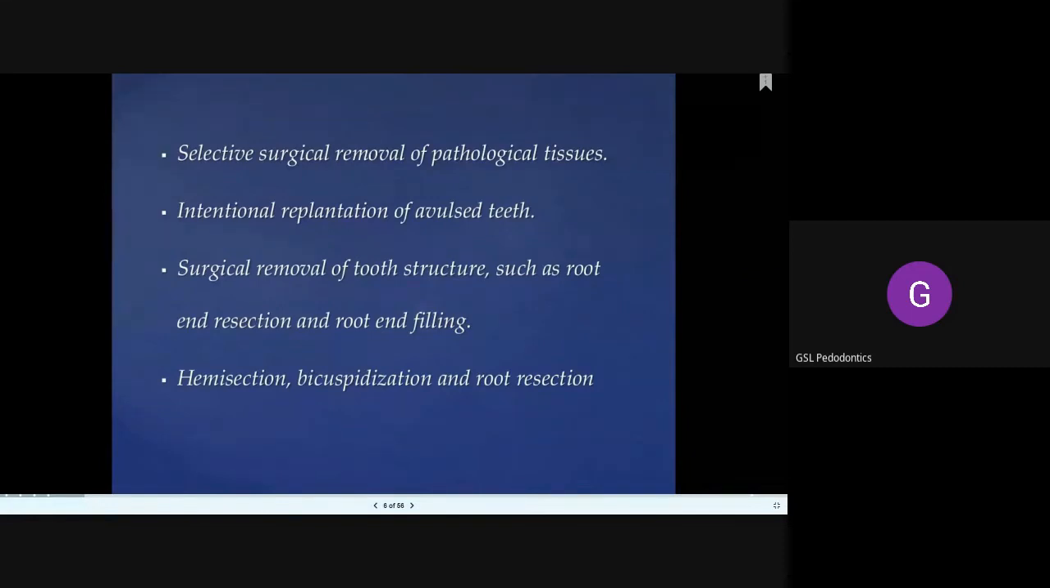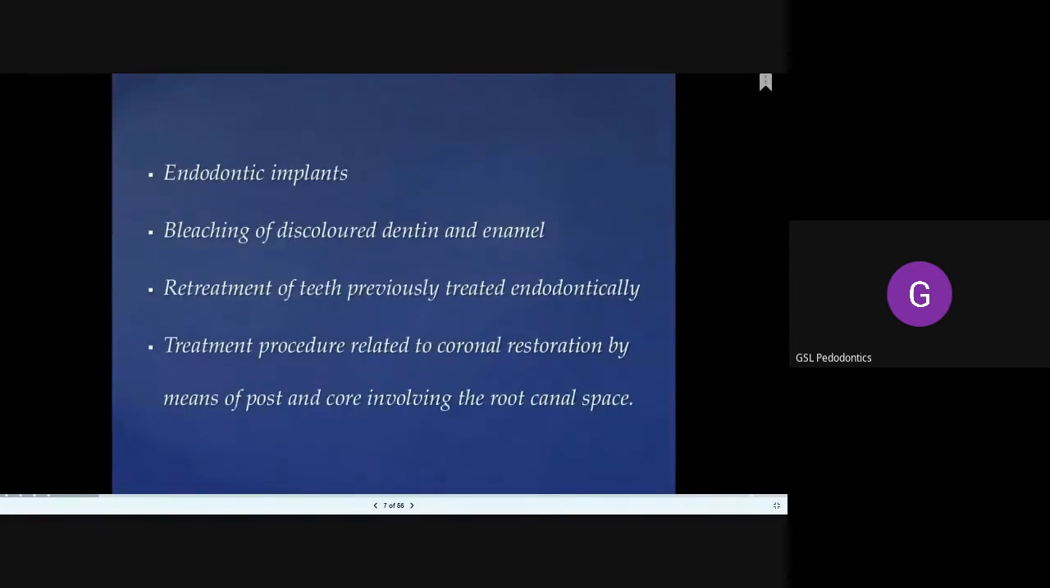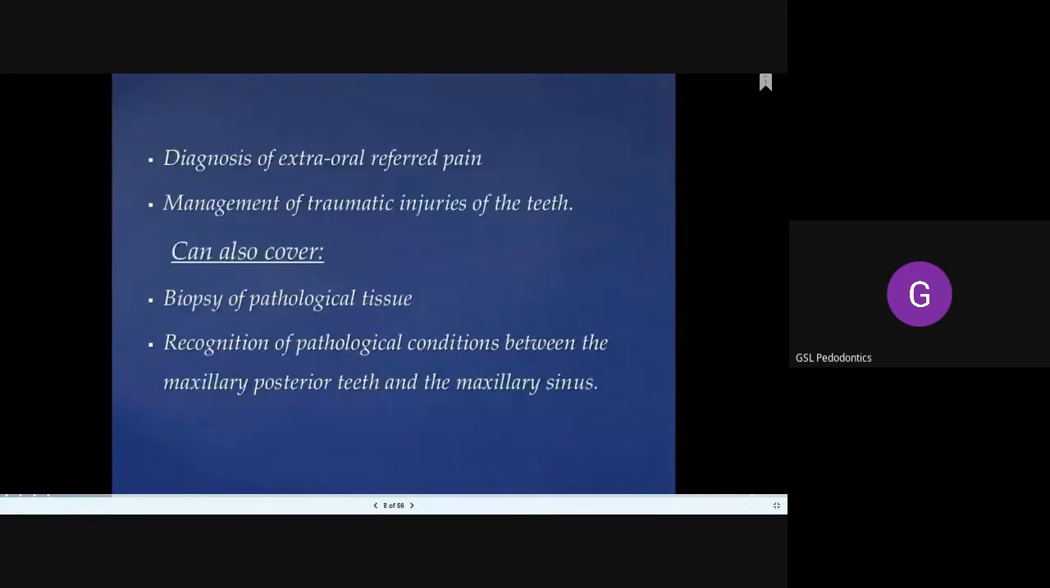And bicuspidation, that means you split the tooth into two parts and you will give two separate crowns for that. And endodontic implants, bleaching of discolored dentin, and retreatment of already done RCT, and treatment procedures related to coronal restoration, like post and core. These are all the treatment modalities that are available in our endodontics. Like in conservative, for extensive tooth removal you have amalgam pins. Similarly, in endodontics, for a tooth that is grossly decayed, you will do root canal, followed by placing a screw in the root structure, which is nothing but the post and core.